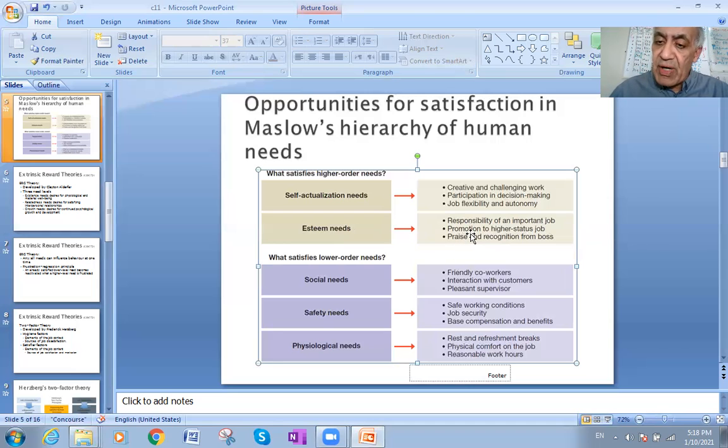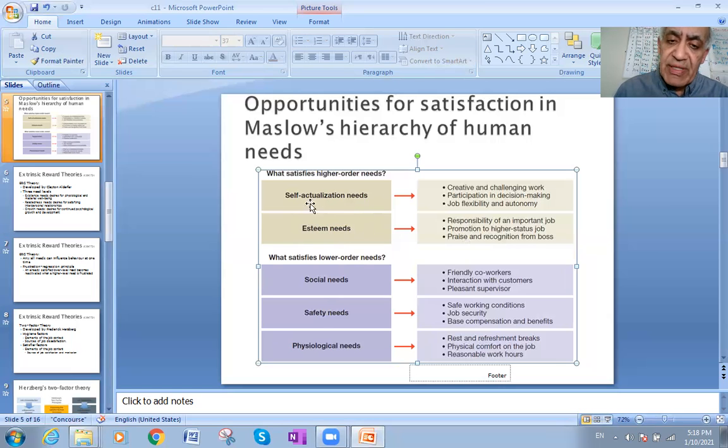Promotions to higher status jobs, if they give them promotion for high jobs, praise their work always whenever they do something. Oh, you did a very good job as a manager. You did a very good job to them, to your employees, so that you satisfied in this case their esteem needs. How about the last one, which is self actualization needs?